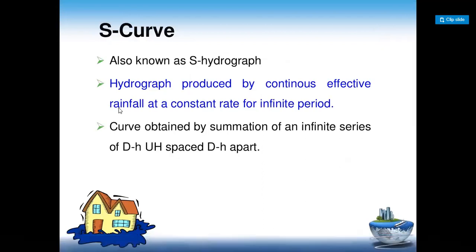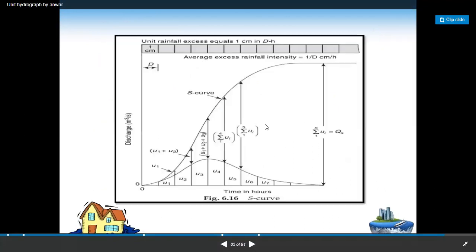S curve is also known as the S hydrograph. The S hydrograph is produced by continuous effective rainfall at a constant rate for an infinite period. The curve is obtained by summation of an infinite series of D-hour unit hydrographs spaced D hours apart. Here, unit rainfall excess equals 1 centimeter in D hours. Here 1 centimeter in D hours, so the average excess rainfall intensity is equal to 1 by D centimeter per hour.